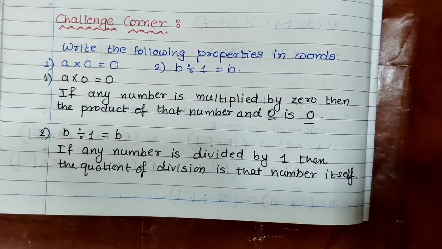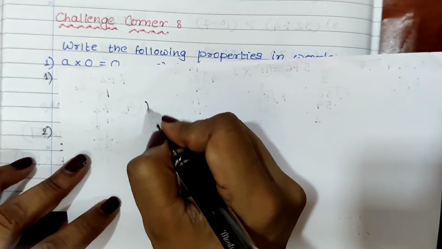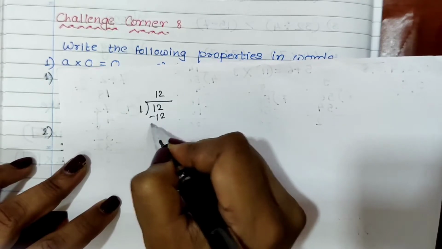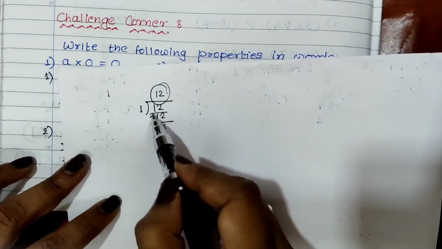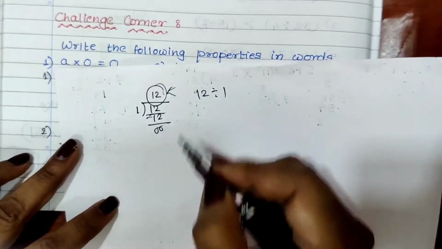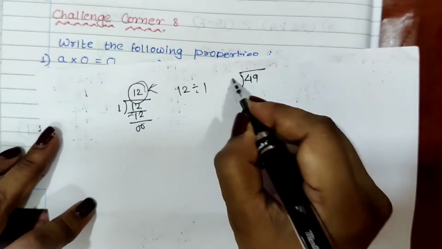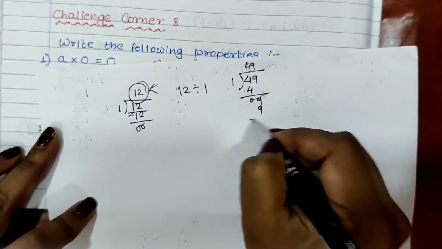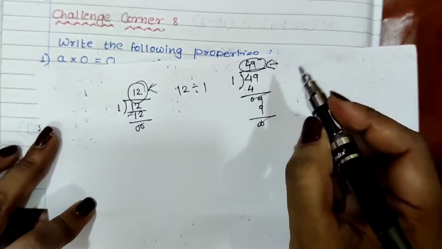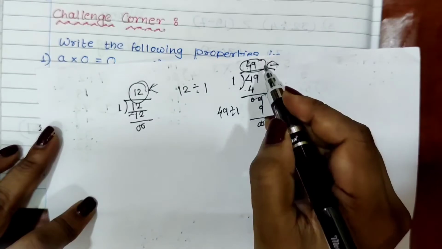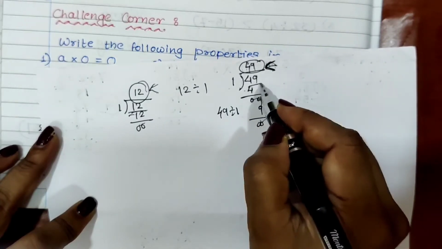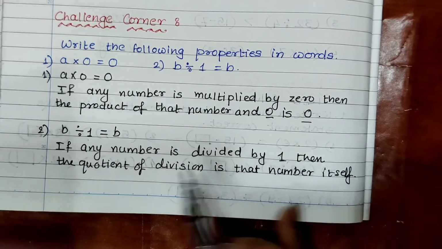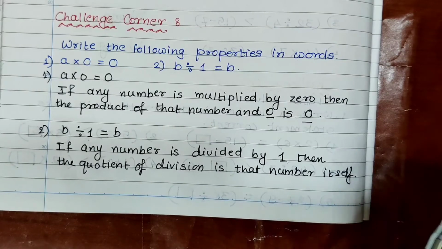For example, I can show you any one example. For example, I divide 12 by 1. What will be the answer? 1 12s are 12. Quotient is the number itself. 12 divided by 1, quotient is 12. 49 divided by 1. 1 4s are 4. 0. 1 9s are 9. 0. So quotient is the number. 49 divided by 1, this quotient is same number. Okay, so that means what? If any number is divided by 1, then the quotient of division is that number itself.